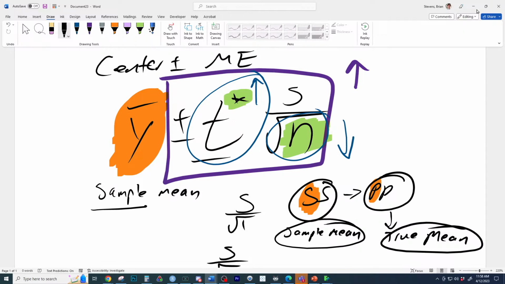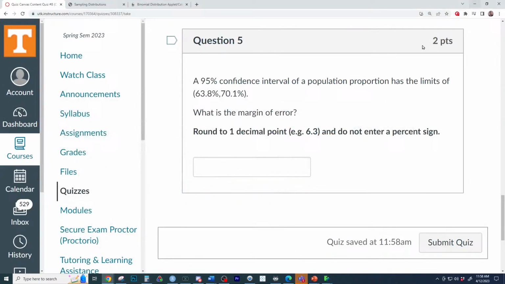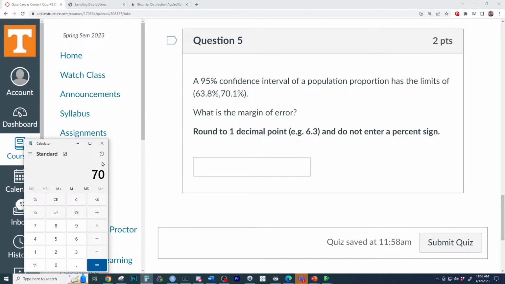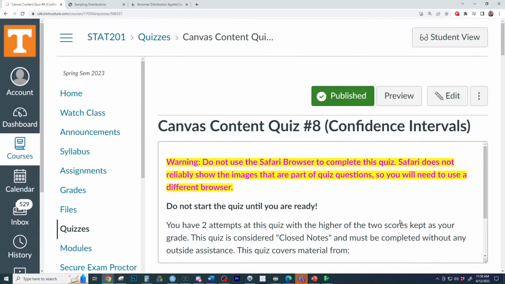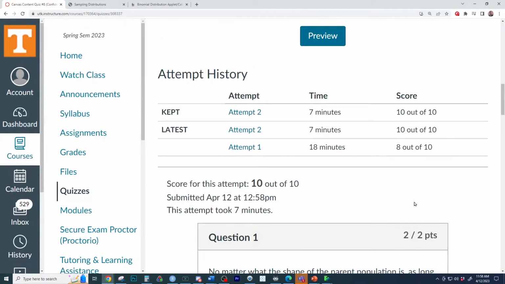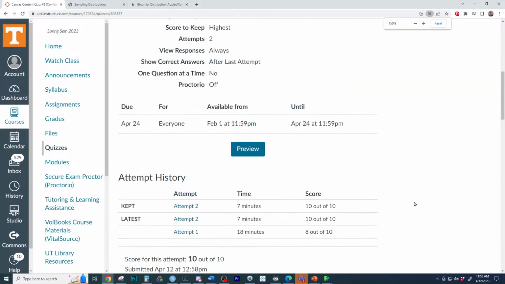Okay, so all we have to do is find, for this question on the screen, just half the length of the interval. For the length, we do the upper minus the lower, divide by 2, and there's the answer. Round to 1 decimal, submit quiz. As long as I didn't put an error in, we should be good to go. Second try, 10 out of 10.